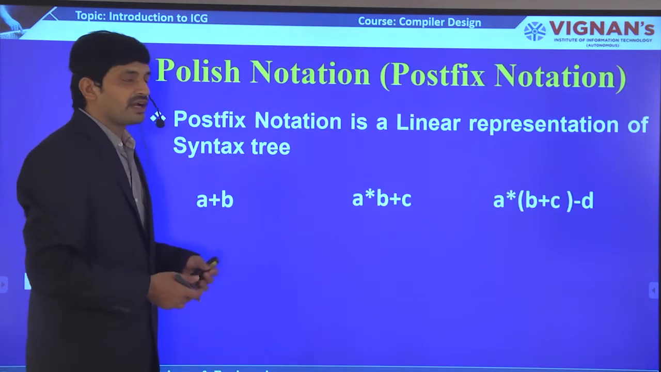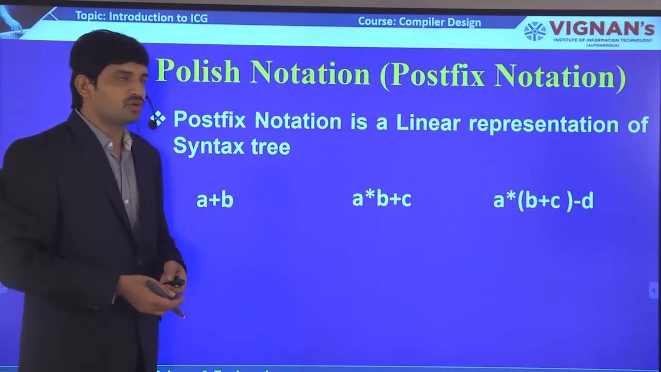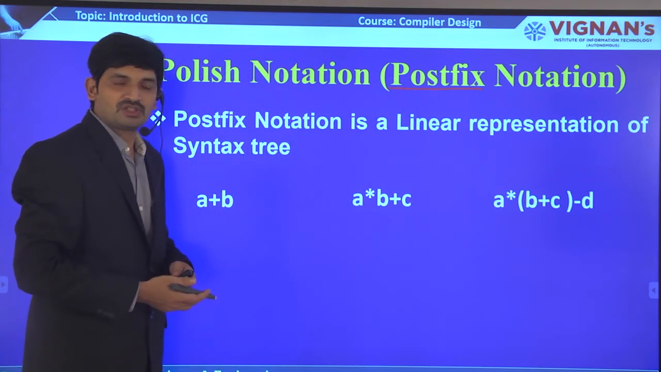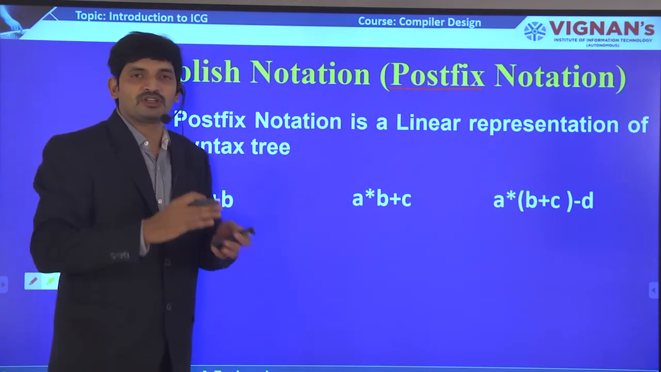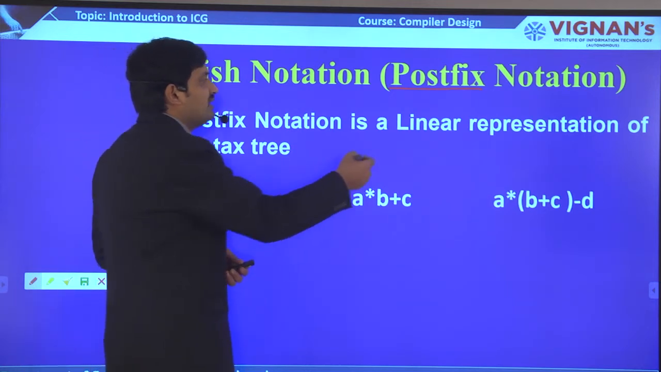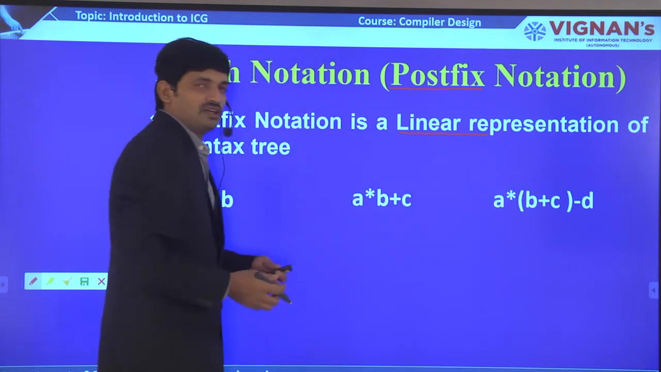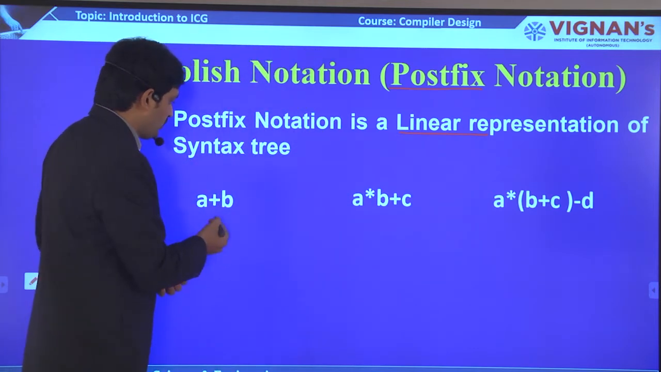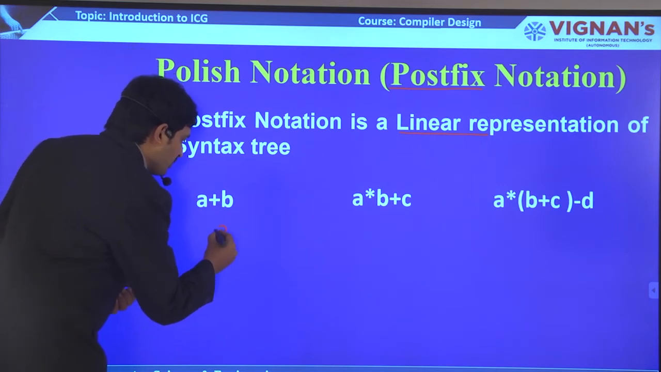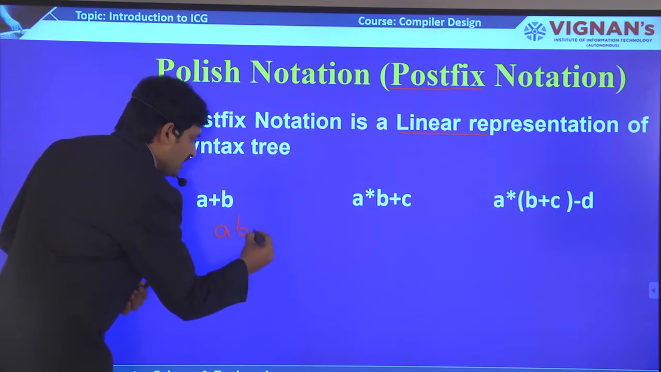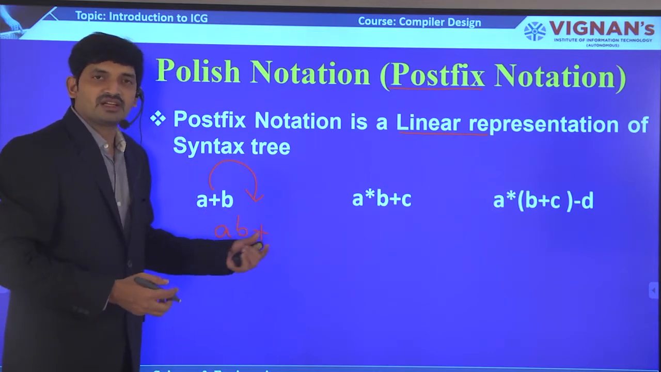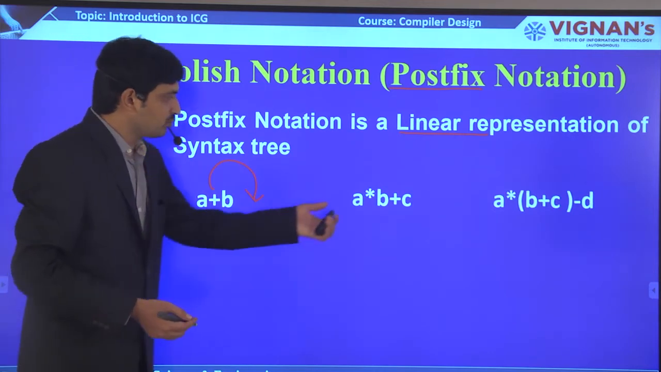Okay, come to the second type of intermediate code, which is a postfix notation. If it is a postfix notation, we have to move the operators to the right hand side. Okay, so this is a linear representation of the intermediate code. Come to the first one. If it is a plus b, if I am going to find the postfix operation, so I have to write ab plus. That means this plus symbol comes to the right hand side of these operands. Come to the next one.